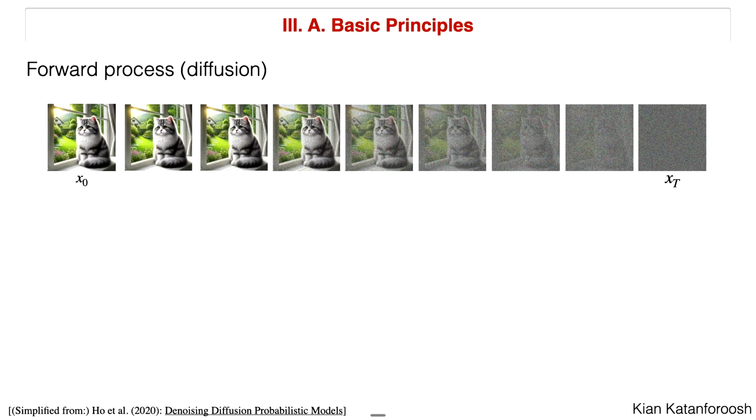Keep the time steps in mind. We start from x0 and we go all the way to x capital T, with capital T being the number of time steps where we added noise. Now, if you look at the relationship between xt and xt plus 1, it's very simple. It's just adding an epsilon, which is noise. So xt plus 1 is equal to xt plus epsilon t, where epsilon t is Gaussian noise.